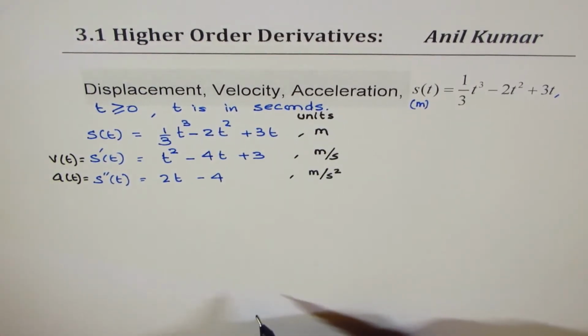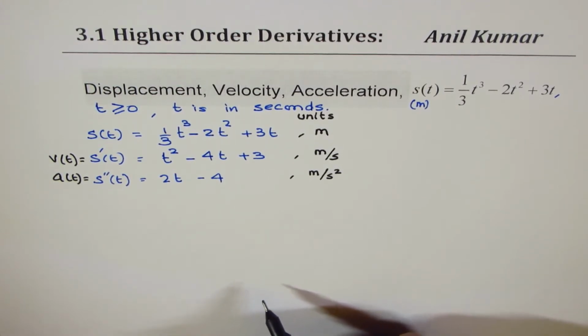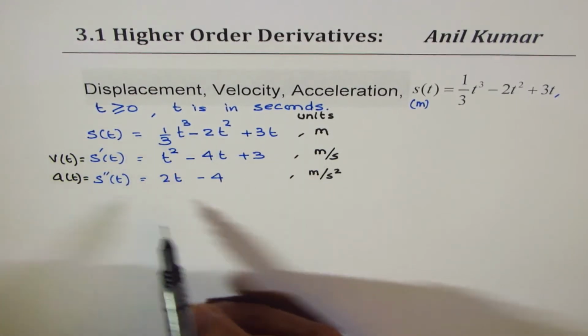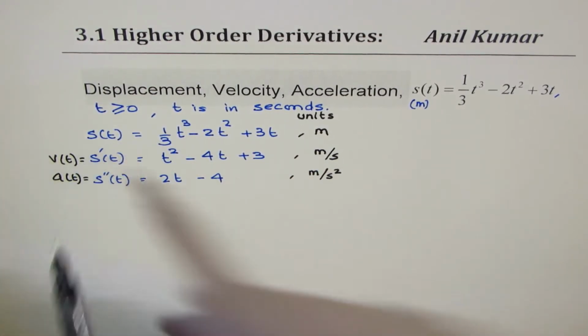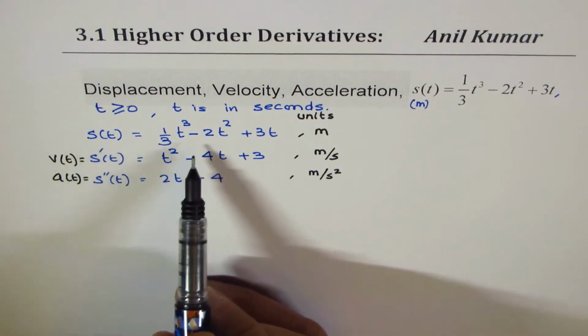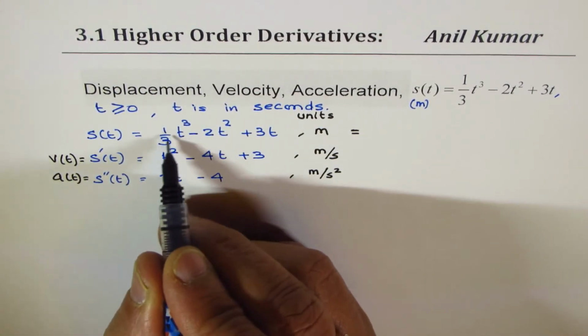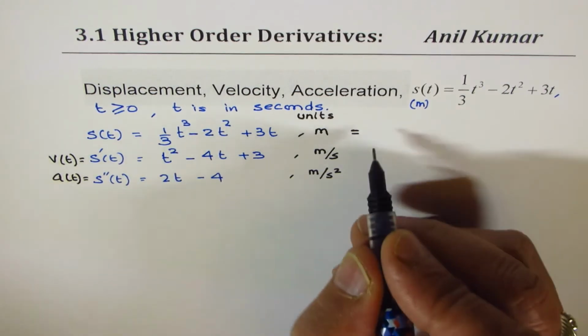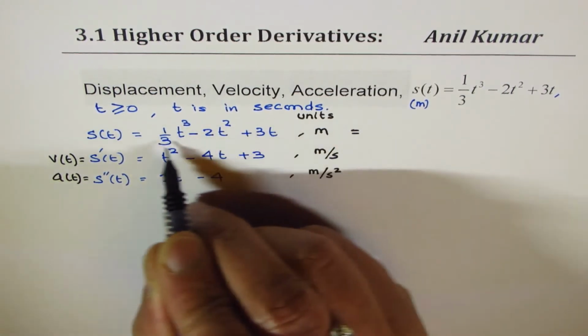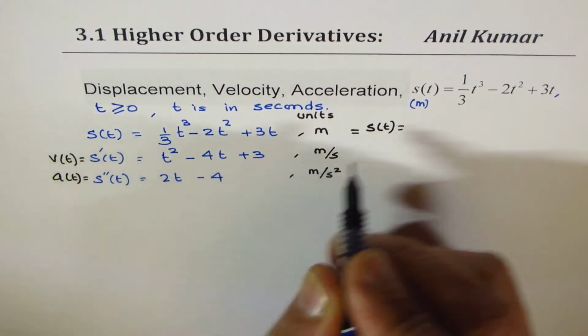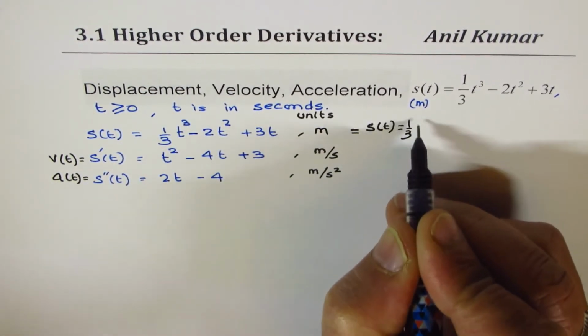That is how the units are related, right? Now, let us try to sketch these functions and explore the whole situation. So let's look into the displacement function itself. I could write this by taking 1 over 3 common. I could write displacement as equal to 1 over 3.